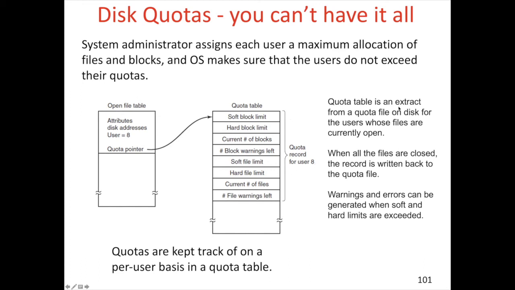The quota table is an abstract from a quota file on disk for the users whose files are currently open. When all the files are closed, the record is written back to the quota file. Warnings and errors can be generated when soft and hard limits are exceeded.